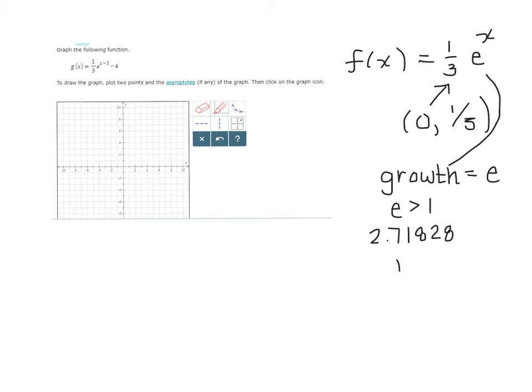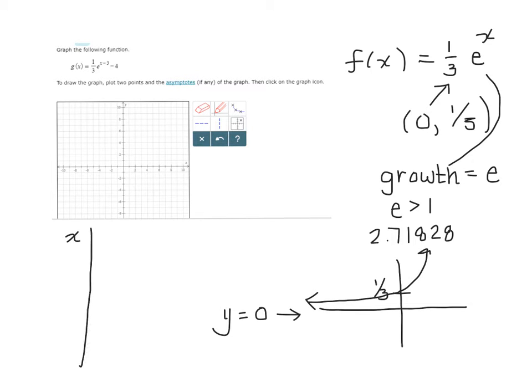So if I just did a quick sketch of what this function might look like, it's going to cross through the y-axis at 1/3, and then it's going to grow exponentially. And as all exponential growth curves have, it's going to have an asymptote on the x-axis at y equals 0. So what we need to determine then are a few of the points that lie on that parent function. So I'll make myself a little table of values for points on the f of x function.